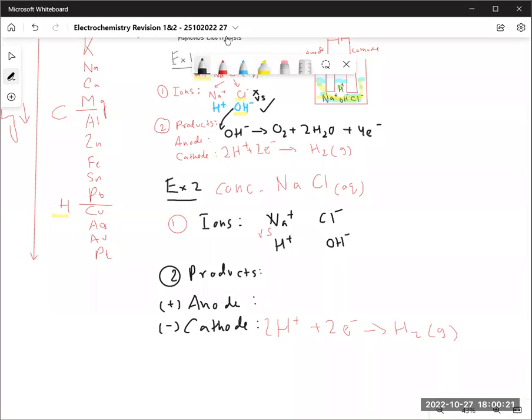At the anode, we now have concentrated, and we also have chlorine and OH minus. Can you tell me what will form at the anode? It will be this time chlorine. Chlorine. What is the equation? It will be Cl minus gives us O2 plus 2. Okay.